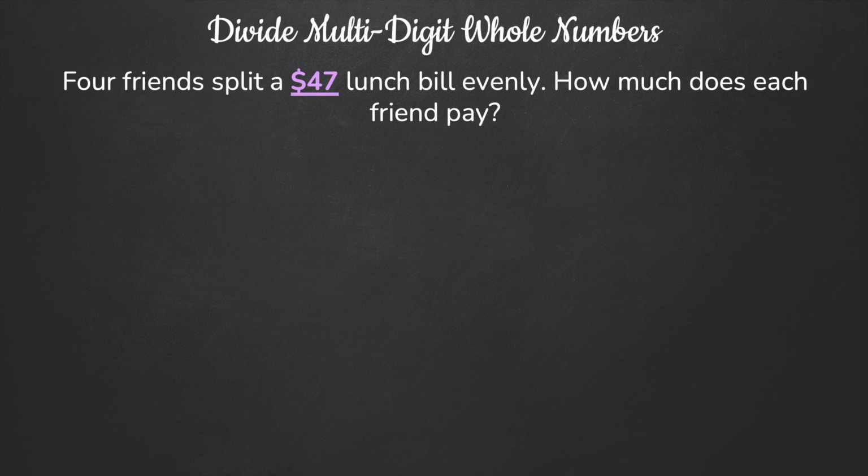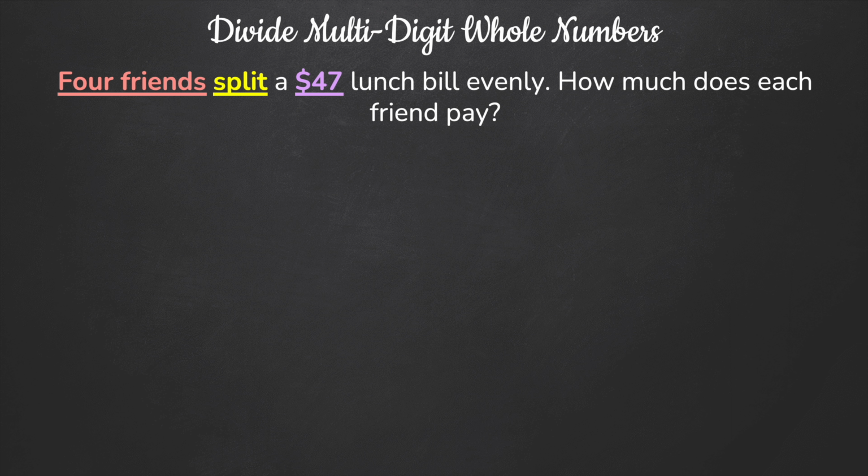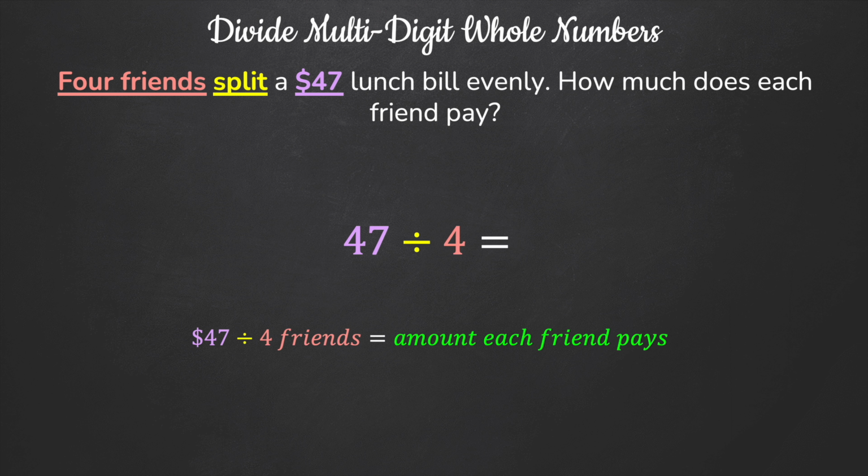So we know that the lunch bill is $47 in total. We know that the friends are splitting this bill, so we're going to divide. And we know we're going to split it among 4 friends, so we're going to divide by 4. So that means we're going to take 47 and divide that by 4. And that means that we're taking the $47 in total for the lunch bill, dividing it by the 4 friends to figure out how much each friend pays.